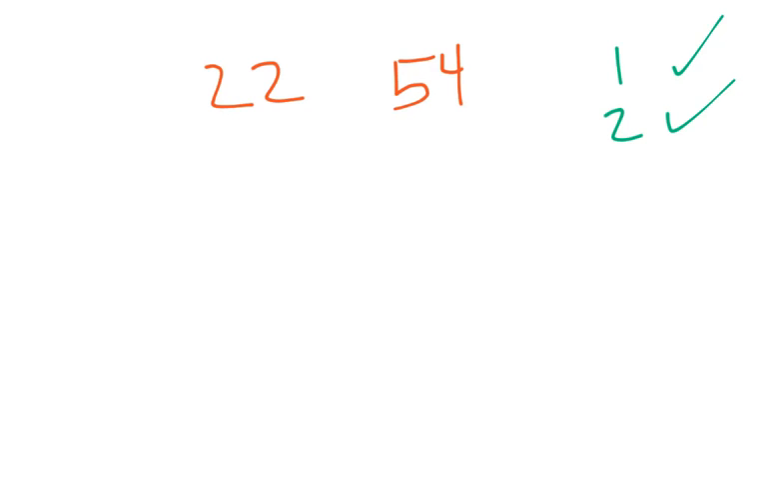This is where it's handy to have a calculator out. 54 divided by 4 gives us a decimal. 22 divided by 4 would also give us a decimal. So that's a no. 4 is a no. What about 5? Nope, 5 won't work because these are not multiples of 5.